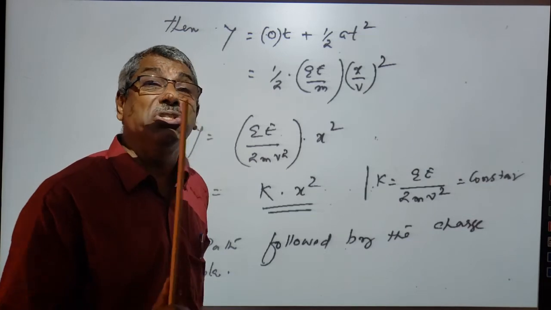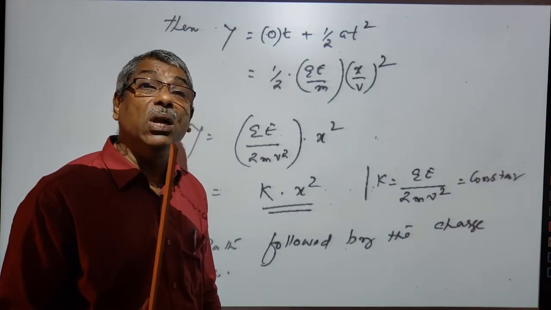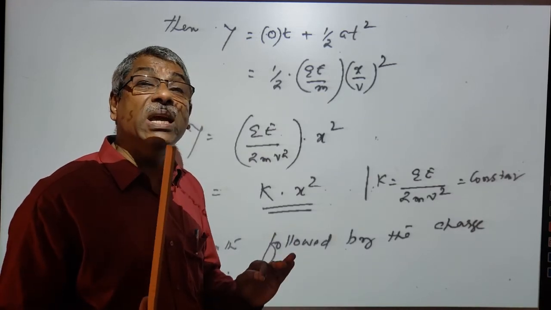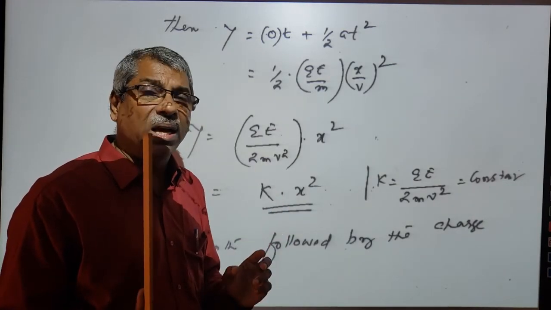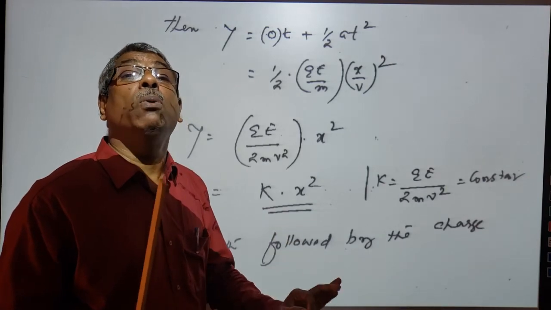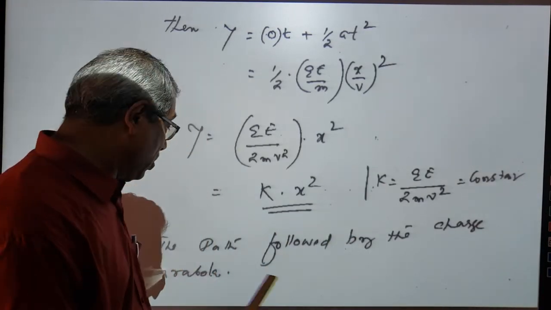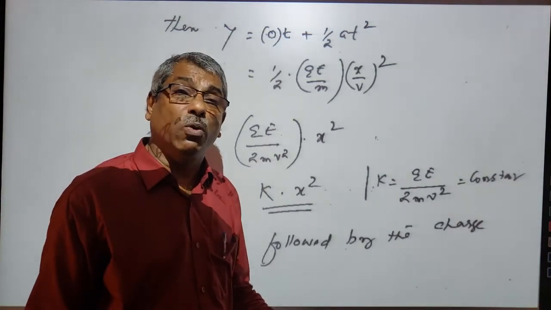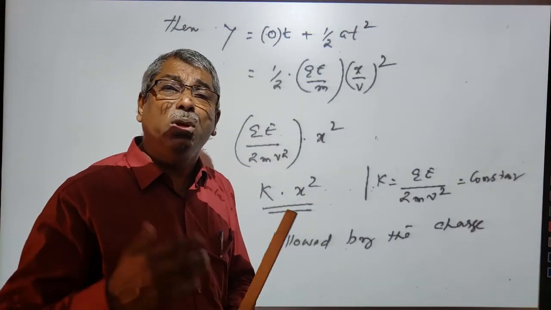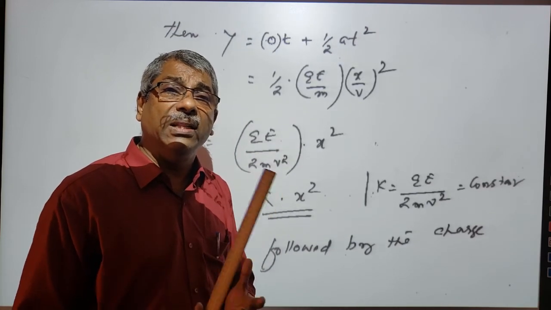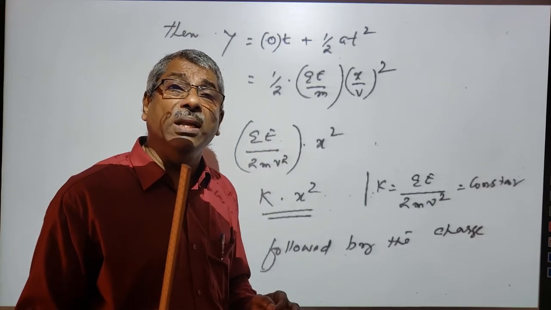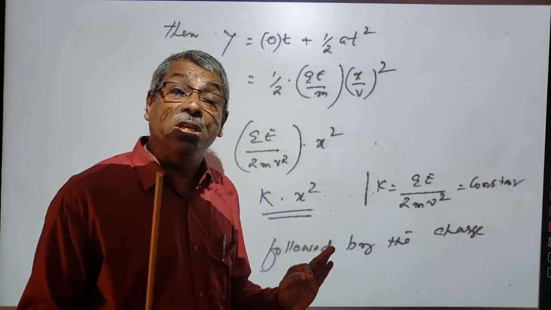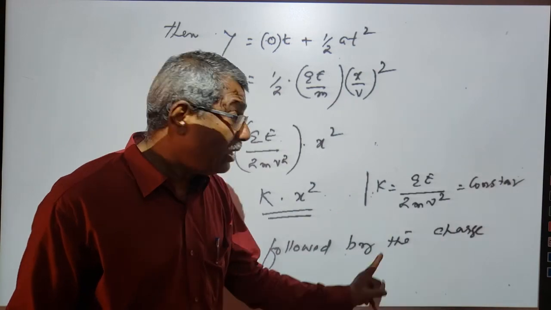Hence, we can say that a moving charged particle in a uniform electric field follows a parabolic path. This is the path followed by the charge: a parabola. This is proved. Another day we will come with another video in which we will discuss the motion of a charged particle in a magnetic field. No doubt the path for the charged particle will be circular. In this case, it is a parabola.